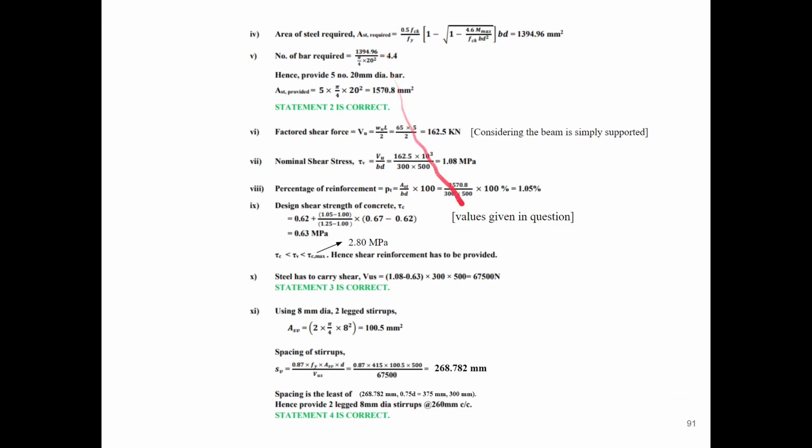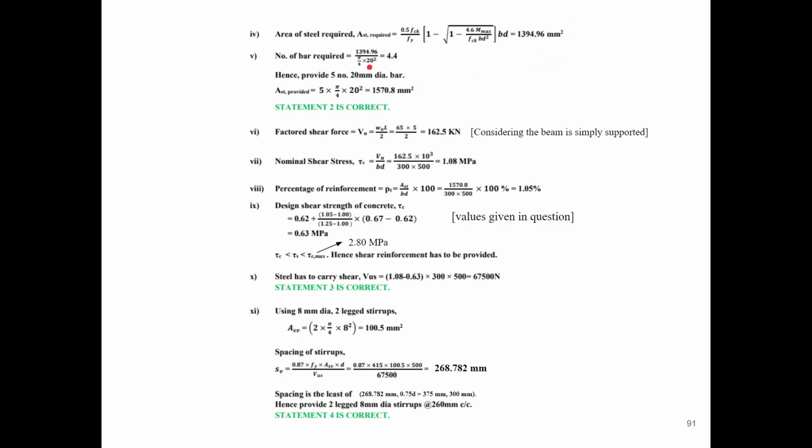Okay, so this is a special equation where it uses fck and fy values for calculating Mu/bd² and also for calculating the steel required area. So it is 0.5 fck by fy into 1 minus square root of 1 minus 4.6 Mu by fck bd², into bd. So putting the values, we get the area to be 1394.96 millimeter square.